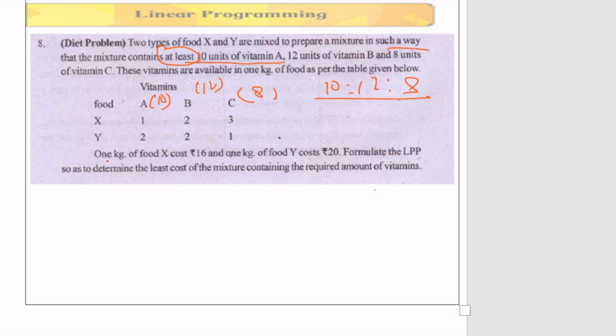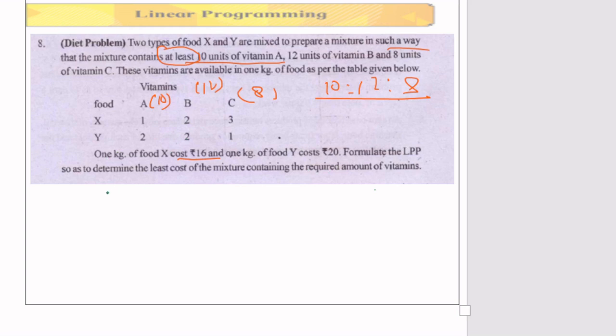What is written further? 1 kg of food X costs 16, 1 kg of food Y costs 20. Formulate the LPP so as to determine the least cost of the mixture containing the required amount of vitamins. So we have to minimize the cost. 1 kg of food X costs 16 rupees, and for food Y it's 20 rupees. So we have to minimize the cost.